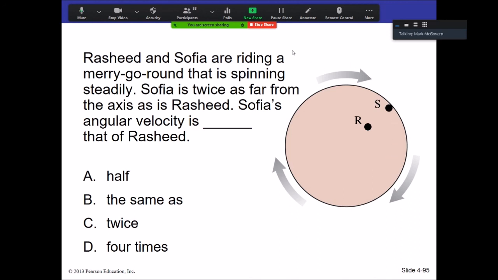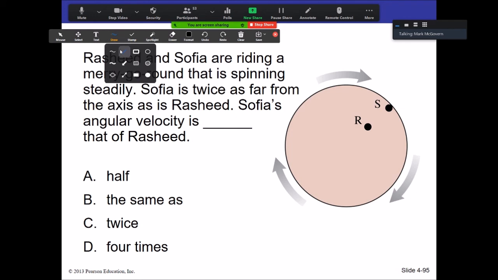So think about this. Let me draw a line here. Oh my goodness, that's terrible. Let's try that one more time. Here we go. Right there. That's like the radius. Now at some later time, let's draw at a later time, the people are going to be here. There's going to be a dot there and a dot here.